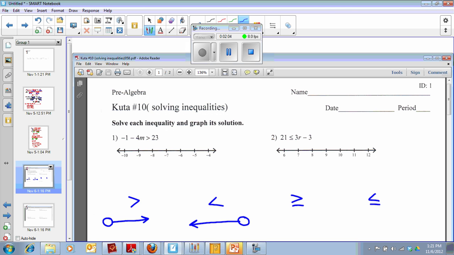If I want to show all the numbers greater than or equal to, I'll have a closed circle because I want to include the number. Remember, greater than or equal to shows that I'm including the number. And I go in the greater than direction. And if I want to show all the numbers less than or equal to, once again, I'm including the number, so a closed circle, and I go in the less than direction. That key should be down at the bottom of your paper so that you can graph the solution to your inequality. So that was the first thing that I think you need to know.